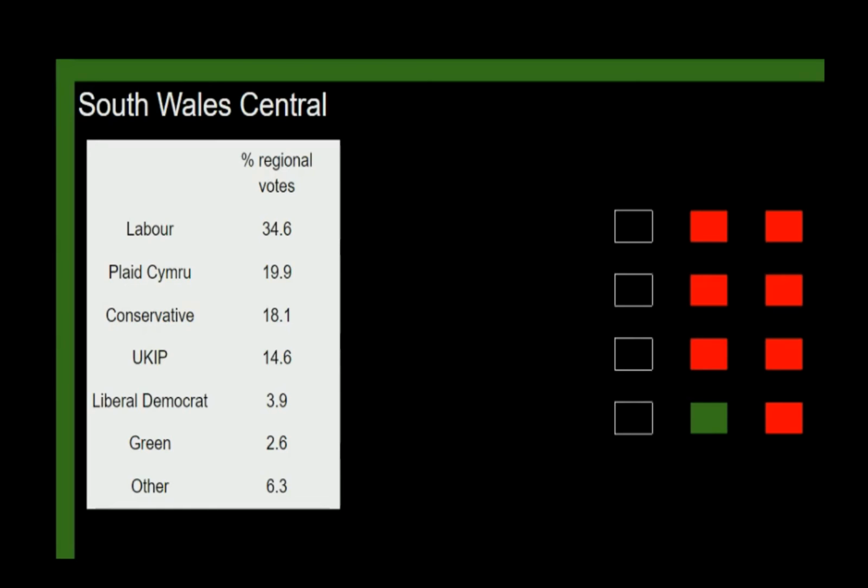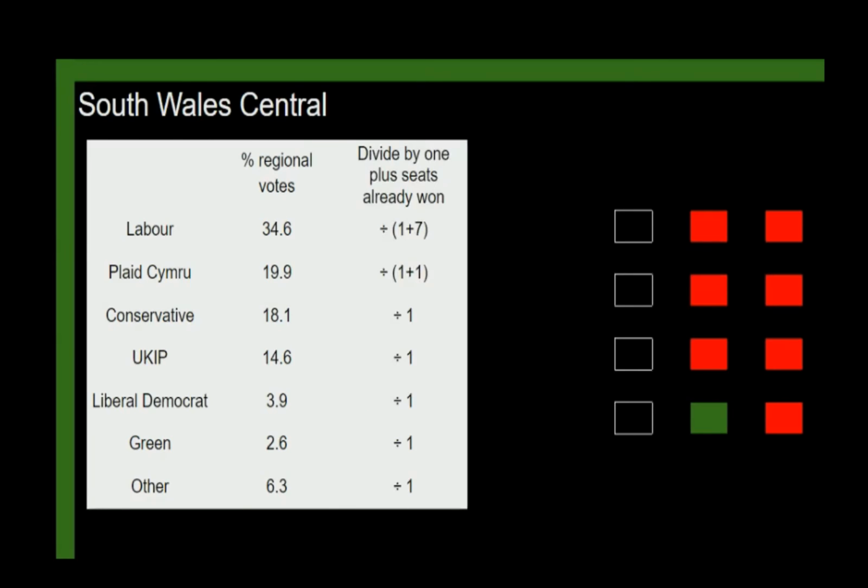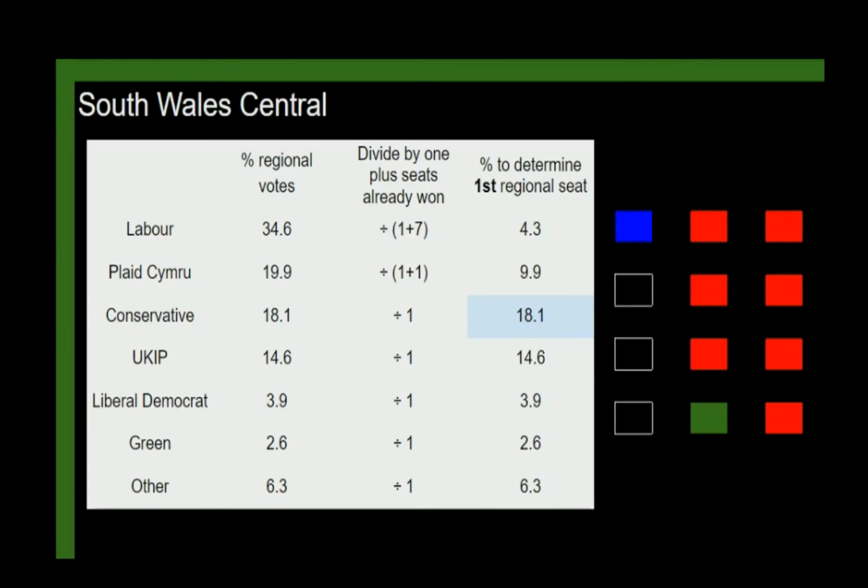Now Wales uses what's called the additional member system, meaning the D'Hondt method kicks in with the local representatives already in the calculation. So for the first seat, Labour's share of the vote gets divided by 1, plus the 7 that they have from the 7 seats. Whilst Plaid's 20% are getting divided by 2, as they already have 1 seat. The others are unchanged, as they currently have no seats. The first seat then gets appointed to the Conservatives' top candidate, as they have a majority for this count.